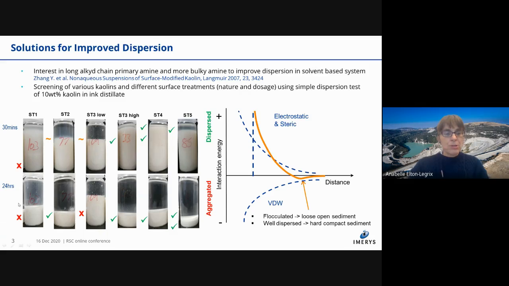And then basically that allows us some optimization. And the other interest is to look once the kaolin is fully sedimented, because if there's an issue of flocculation, if there's not enough steric repulsion, then you'll have large flocs. So there'll be a distance between each particle. And there is an example here of a very large floc structure. So with this very quick test, we can decide which surface treatment looks the best.